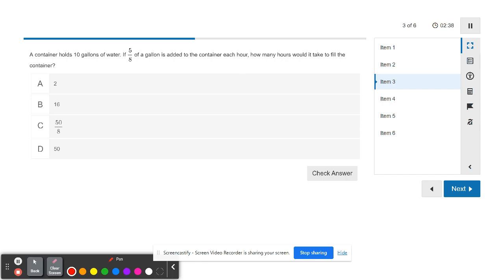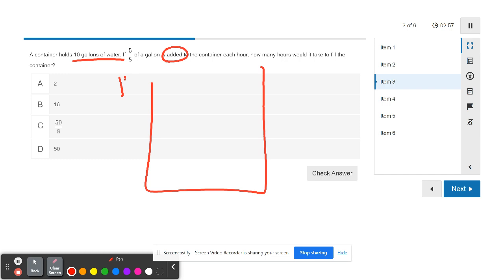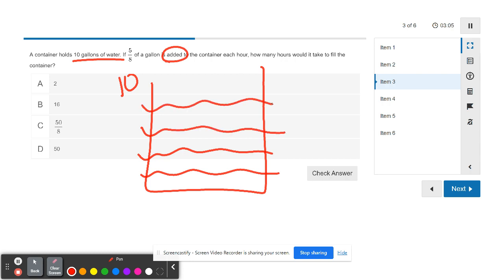It says that container holds 10 gallons of water. If 5/8 of a gallon is added to the container each hour, how many hours will it take to fill the container? And so they're trying to trick you here by saying added, and they're making you think, oh, you're going to add something. But you're not. You have a container, and it holds 10 gallons. The first hour, I put 5/8 in. And I put 5/8 more, 5/8 more, 5/8 more until it reaches the top.